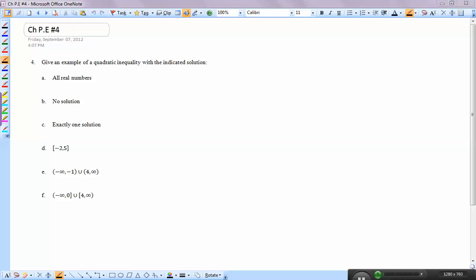So, start simple. The simplest quadratic that we have is x squared, right? Well, let's try something. What if I just did x squared is bigger than 0? Well, that's true for almost any x that you can come up with, except for x equals 0. So if I do x squared is greater than or equal to 0, now it's true for every single real number. So that's actually an answer to part A. x squared is always positive or 0, so that's just always true. That's a good example right here.